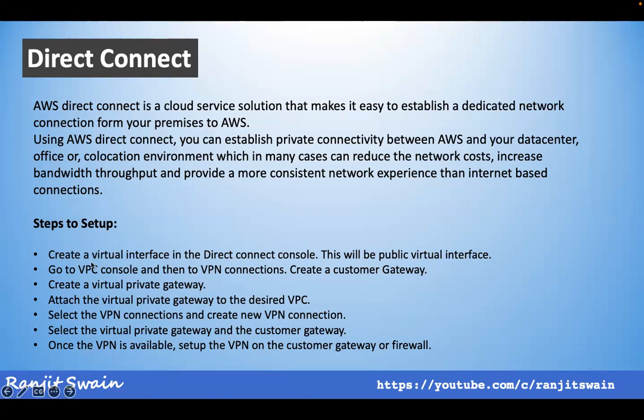So what we can do first, we can create a virtual interface in the Direct Connect console. This will be your public virtual interface, and we can go to our VPC console and then VPN connections, create a customer gateway and all. I'll just go through this, how we can do that, but we cannot just attach this to the desired VPC and all. We have a separate document for Direct Connect.